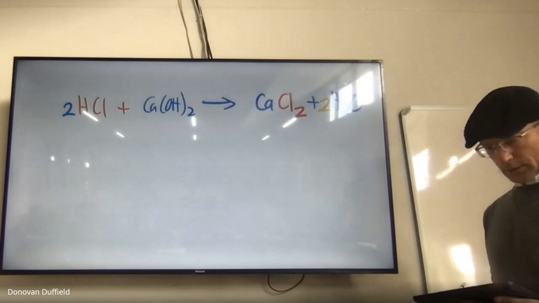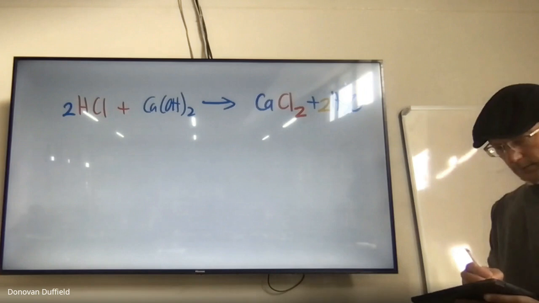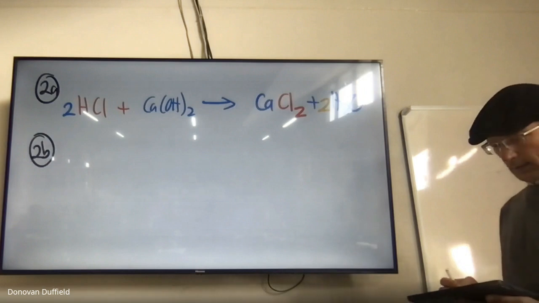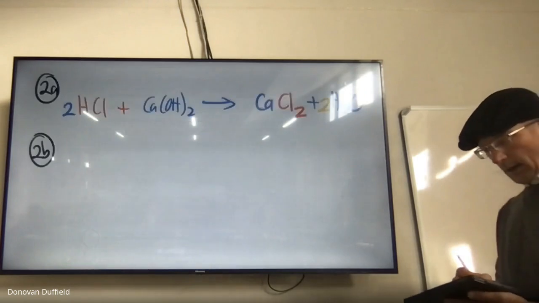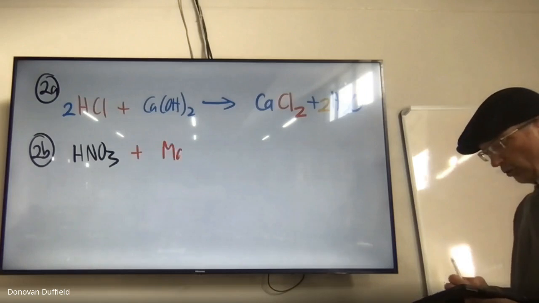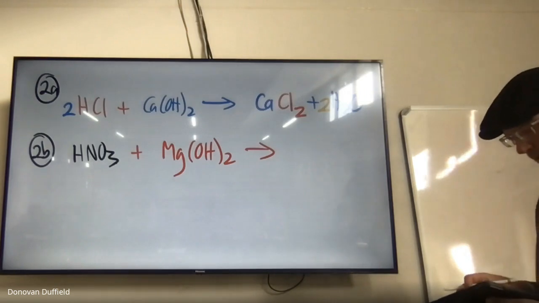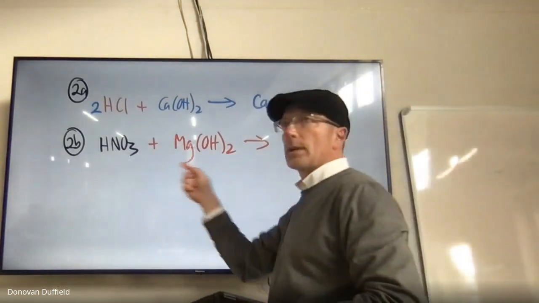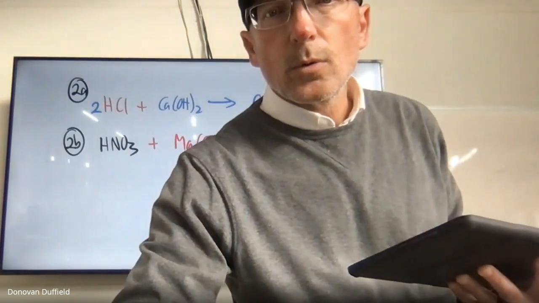Okay, so that was 2A. 2B, we have nitric acid and magnesium hydroxide, Mg(OH)2. Right. We have an acid plus a base produces salt plus water.